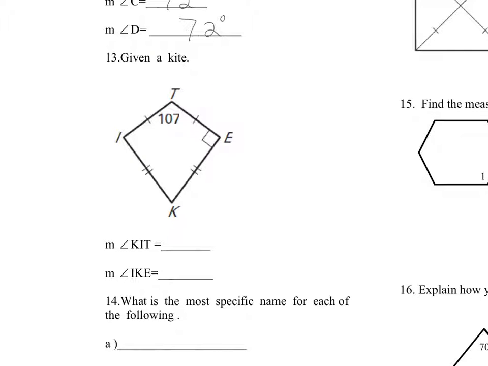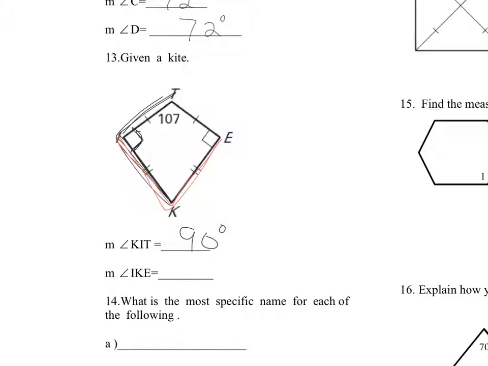Number 13, given a kite, you have to find the measure of angle KIT and the measure of angle IKE. In a kite, that angle is 90 degrees, and the one across from that is congruent. So this is also 90 degrees here. KIT, if you follow the letters, is what they're asking for. So that's 90 degrees. IKE is this angle at the bottom.